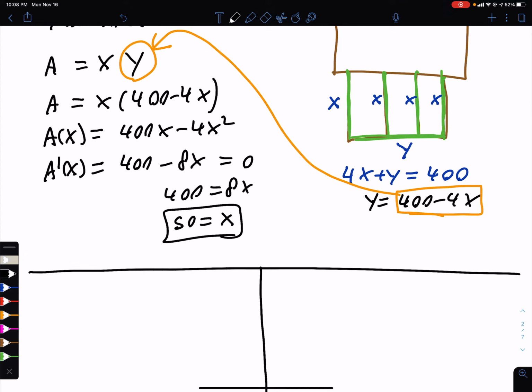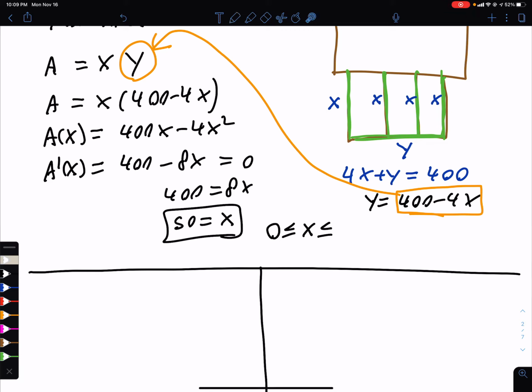Before we do that, let's look at x. What's the smallest x could be? Technically, I could make this part of the fence 0. Now that'd be dumb, because it would just be a flat piece of fence against the wall, and there'd be no area. But obviously, x technically could be 0.